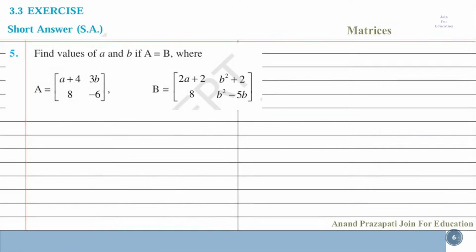Let's see the question number 5. This question asks us to find values of A and B if A equal to B, where, let's see the solution of this question.